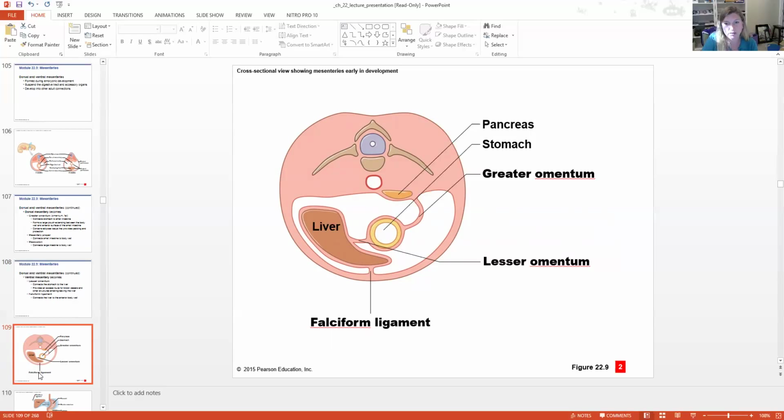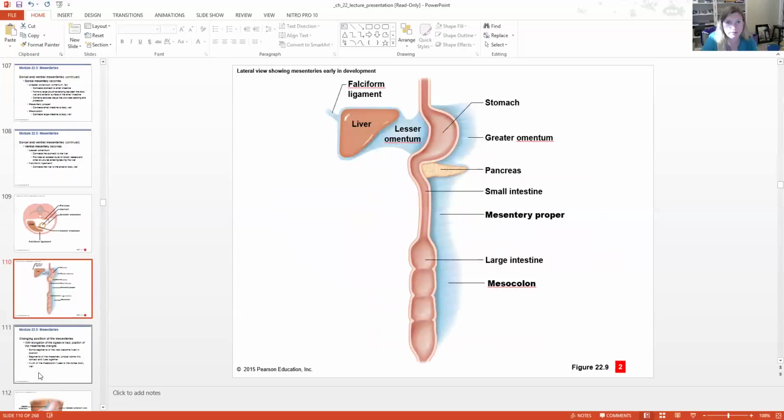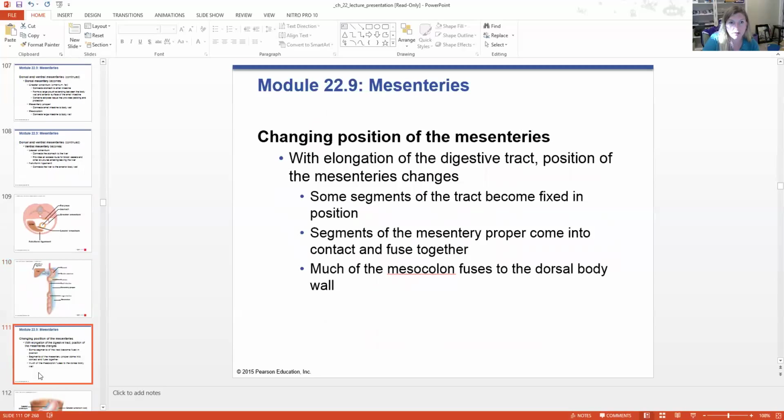Again, this is super early in development, but over time you can see where these things kind of connect to each other. So mesentery proper connecting small intestine, mesocolon connecting large intestine, greater omentum, stomach and all the adipose, and then lesser omentum is connecting liver and stomach together.